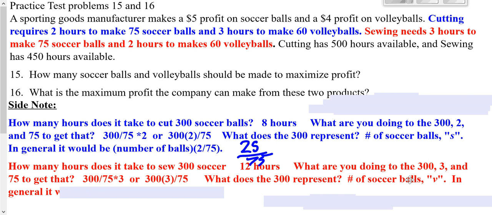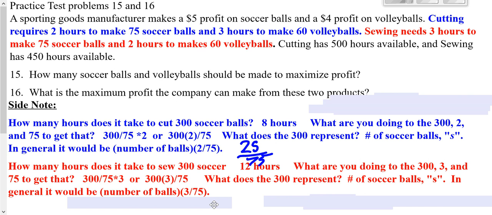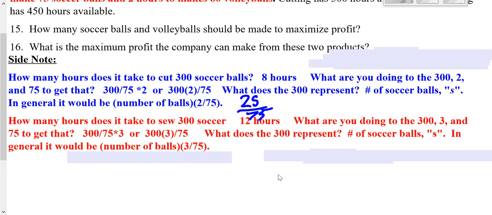Represent. And in this case, that would be S for the number of balls. And so in general, it's the number of balls times 3 divided by 75. So if you wanted, you could write it out like this: number of balls, which is S for soccer, times the 3 divided by the 75.